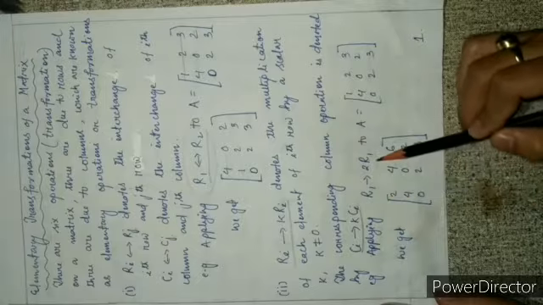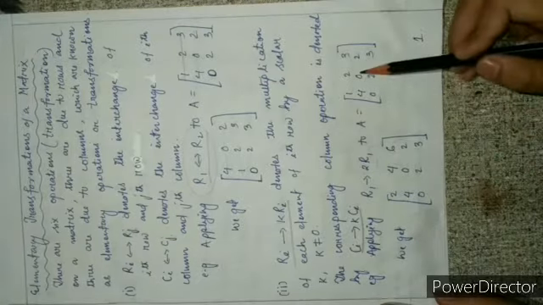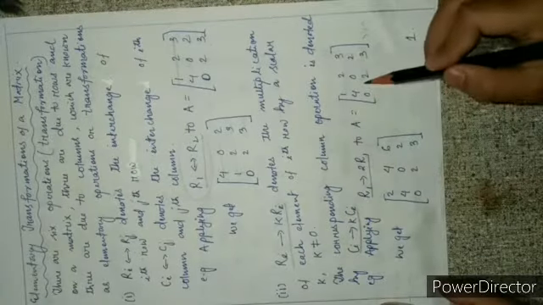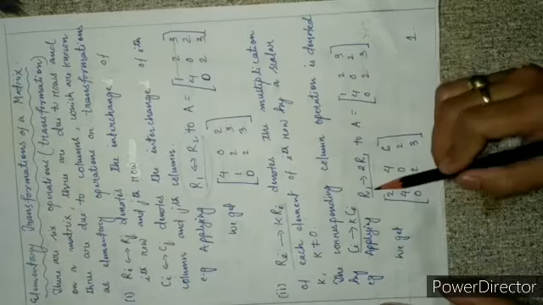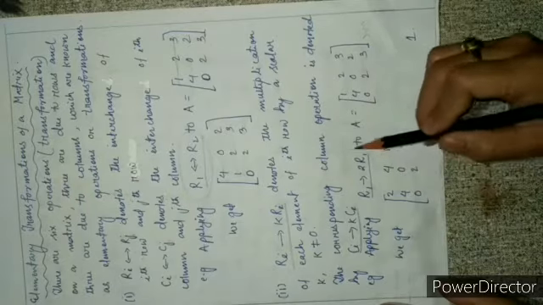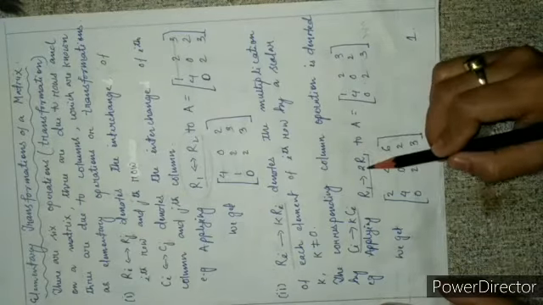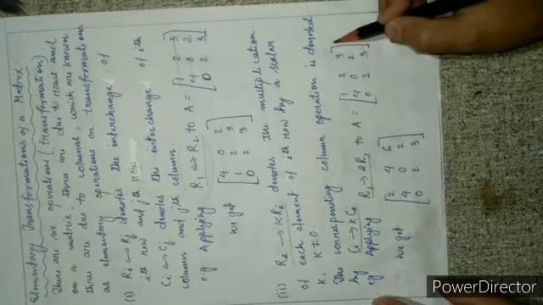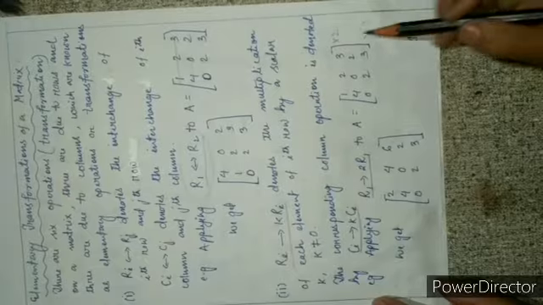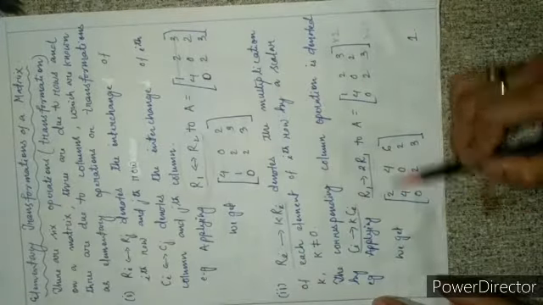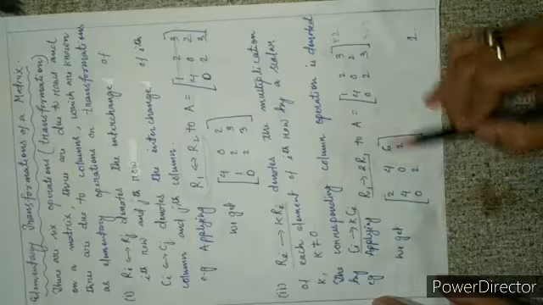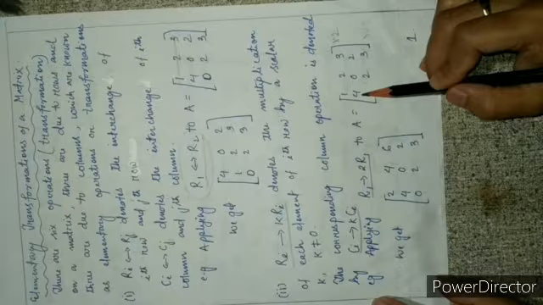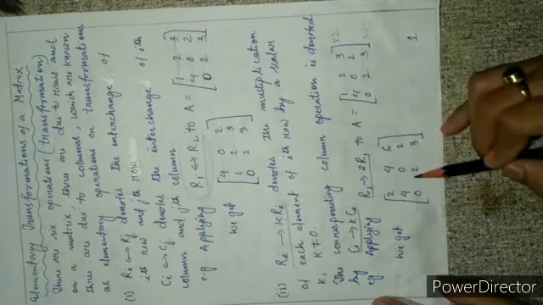Example: applying R1 tends to 2 times of R1 to matrix A. Matrix A is a square matrix of order 3. Then we apply this operator on matrix A. R1 tends to 2 times of R1 means all the elements of the first row should be multiplied by 2. 1 into 2 is equal to 2, 2 into 2 is equal to 4 and 3 into 2 is equal to 6. After applying the operator to matrix A, we get this matrix.